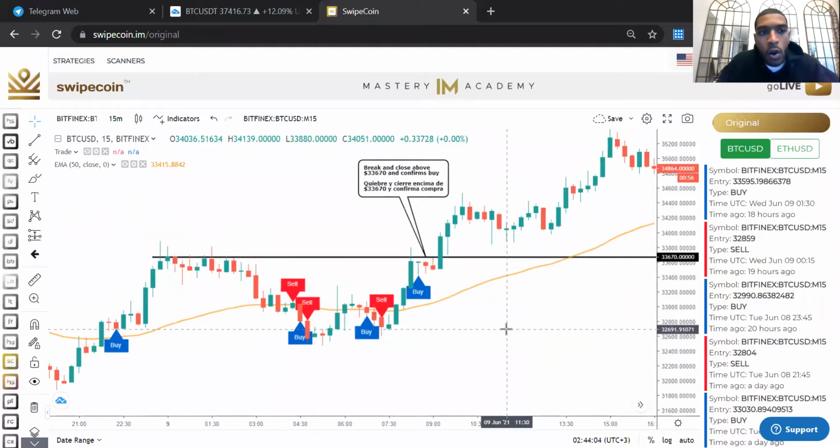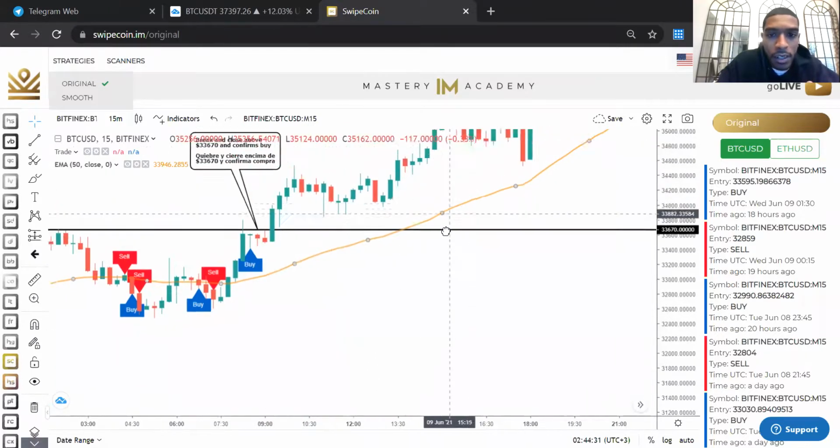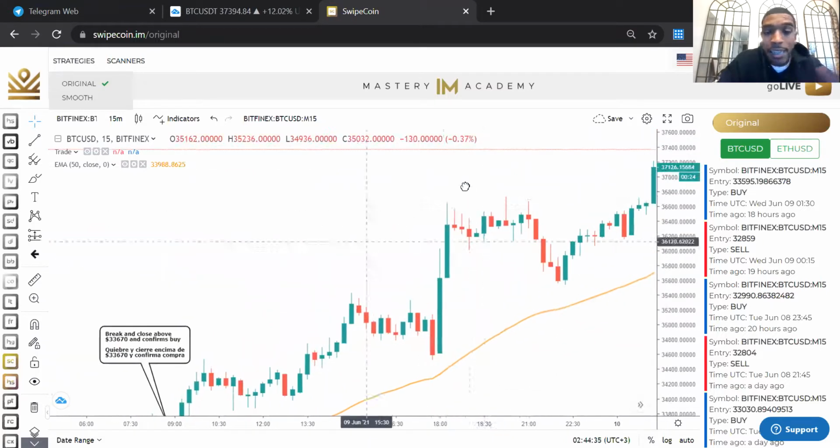So let's look here. On the original strategies, you're going to be seeing some annotations much like this, saying, okay, when the market breaks and closes above this particular price, which is 33,670, that confirms your buy. Okay, what happened? We got this monstrous bullish candle right here. Boom, closed above 33,670. What happened? The market absolutely skyrockets. Coincidence? I think not.